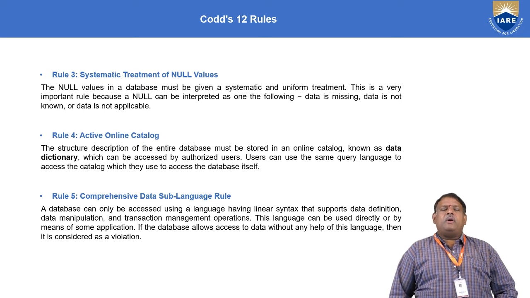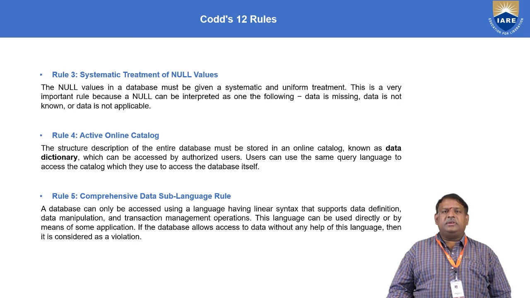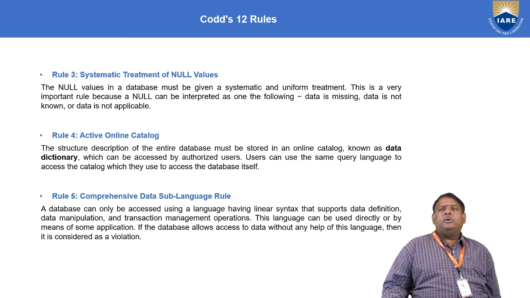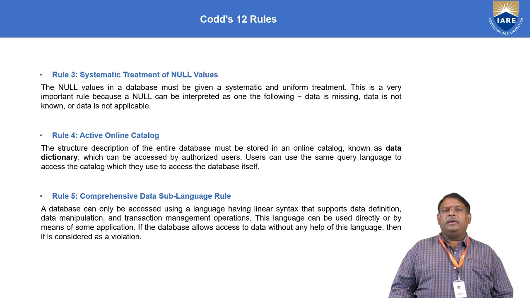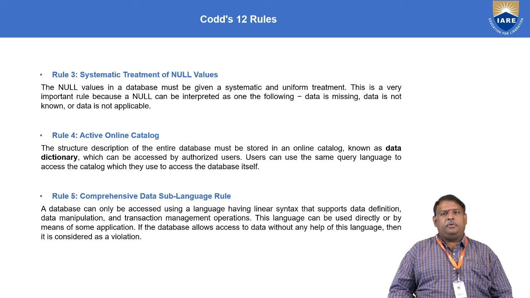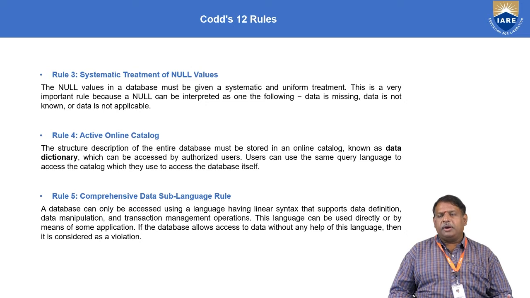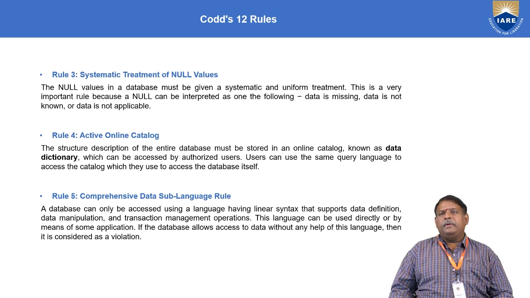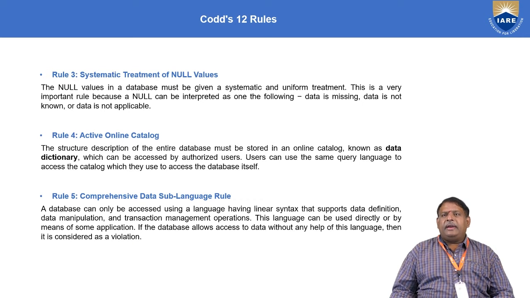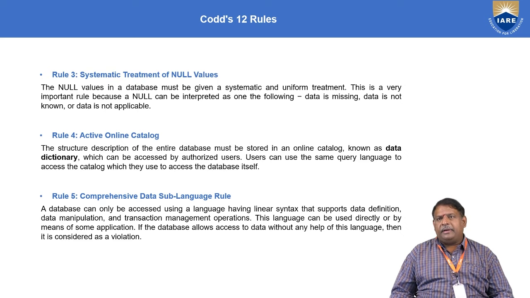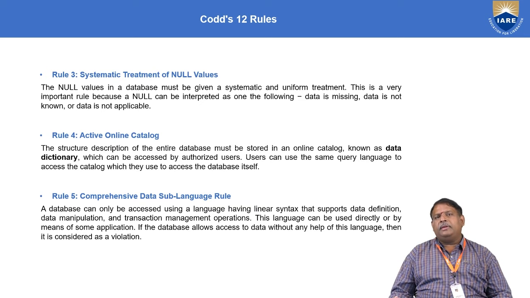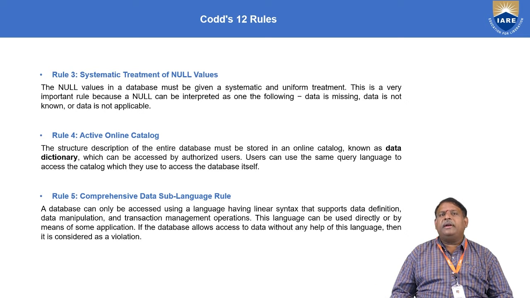The fourth is the active online catalog. The structured description of the entire database must be stored in an online catalog known as the data dictionary, which is accessed by the authorized users. So suppose a user database is there, any column or table name will be known in a system database, the data dictionary. This data will contain the entire database structure. Whether it is foreign key, primary key, constraints, index, everything will be recorded in that data dictionary.